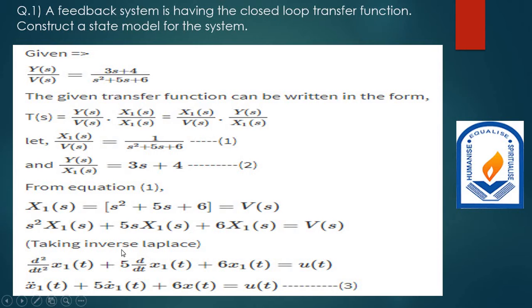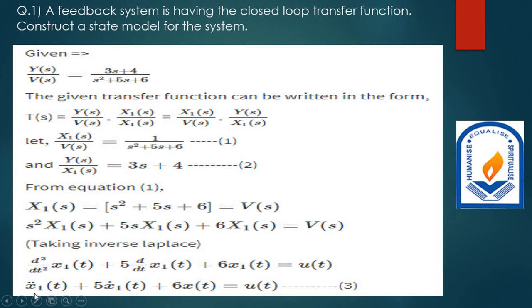Now you have to take the Laplace inverse. Taking the Laplace inverse of this equation, the s square term gives the second derivative of x1 of t. The s term gives the first derivative of x1 of t, with the coefficient 5, plus X1 of s is nothing but directly x1 of t. V of s can be written as u of t. So this is the equation we get after taking the Laplace inverse.